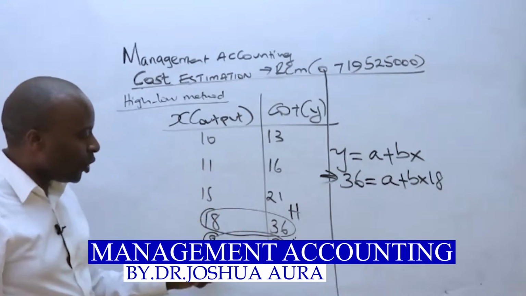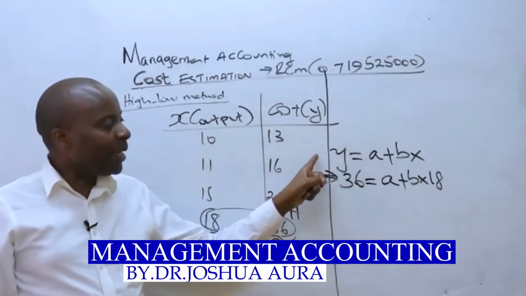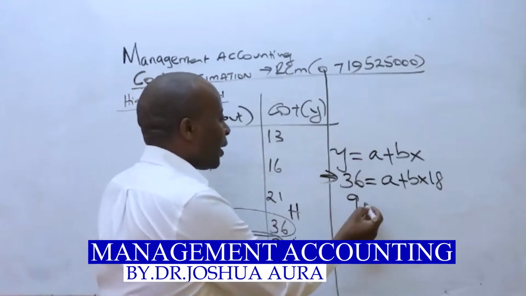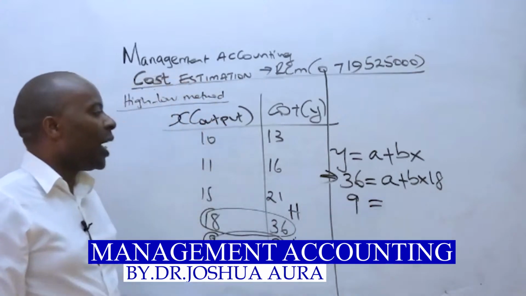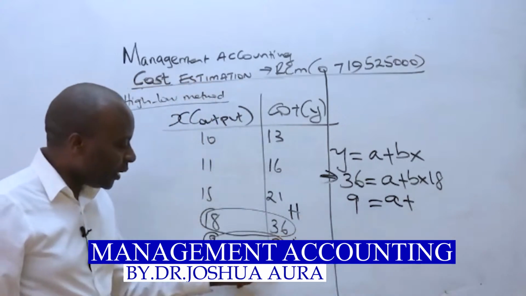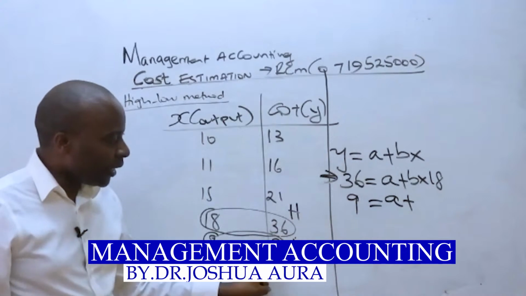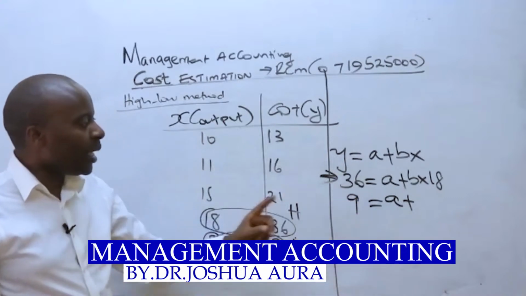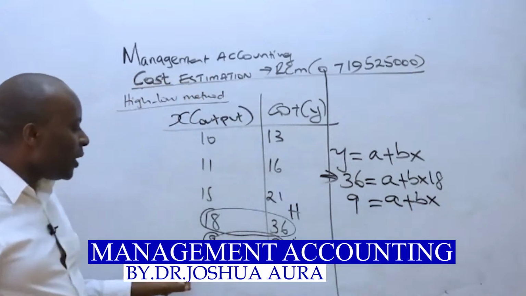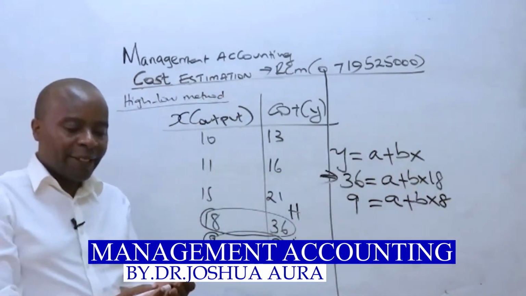And then you go ahead and form for us the low point equation. This is the low point equation. I'm plugging in the figures in this particular equation. Then what do I have at the end of the day? Then this will be 9 equals A plus, remember I'm plugging the low values in this equation. So the Y is 9. So 9 equals A plus B times X. X which happens to be what here? X which happens to be 8, like that.